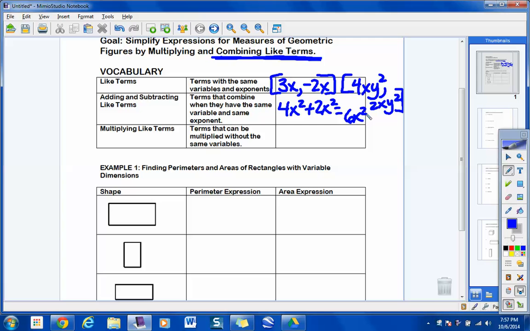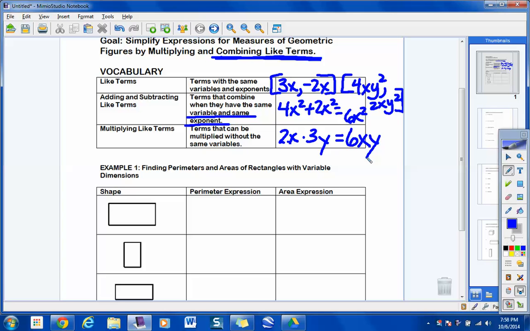Multiplying like terms are going to be a little different today. These are terms that can be multiplied without the same variables. All right? You have to have the same variable and the same exponent when adding and subtracting, but you don't necessarily have to have that when you're multiplying like terms. And as an example, you might have something like 2x times 3y. Under multiplication, you can just put everything together. The 2 times the 3 is simply going to become 6 times x times y.